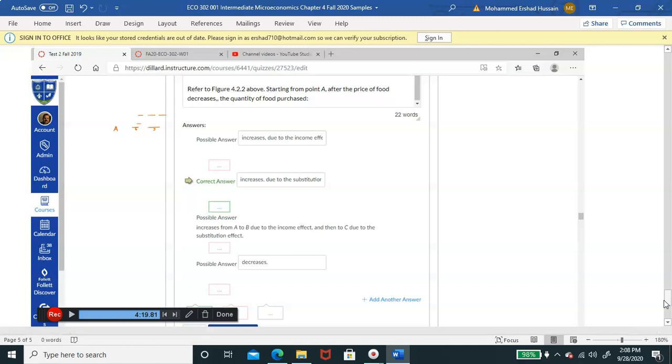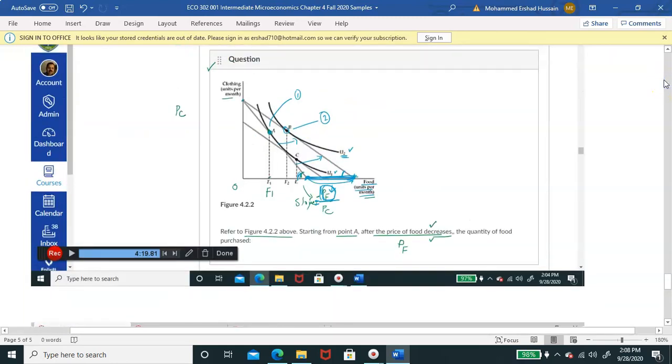Refer to part A. After the price of food decreases, what will happen to the quantity of food purchased? Food will increase, right? Due to the substitution effect. So what does that mean? Let us go and examine. Substitution effect is what? Look at that.